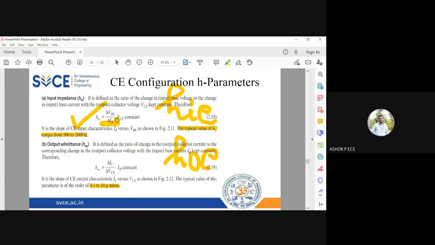So the input impedance value is in ohms, and the admittance value is in mho, which you write as MHO, or you write it as Siemens, capital S. All these have the same meaning.